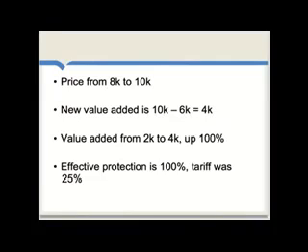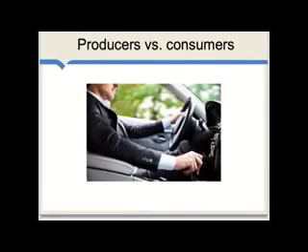And now we can calculate the effective rate of protection. The price of cars is going from $8,000 to $10,000, and that's assuming competitive conditions. We then find that the new value added is $10,000 minus the costs of production, $6,000, and that gives us $4,000. So the value added has gone from $2,000 to $4,000, and that is up 100%. So in this example, the rate of effective protection is 100%, and that is higher than the rate of the tariff, which was 25%.